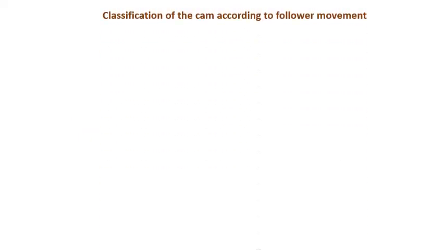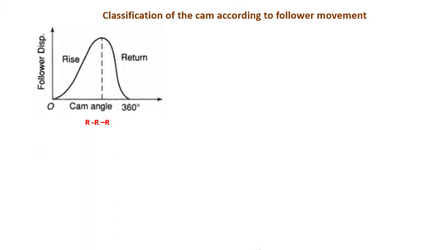So next important types are according to the follower movement. First one, RRR, that is rise, return, rise. In this type of cam, there is a rise and a return of the follower with no dwell. These cams are very rarely used in mechanisms.